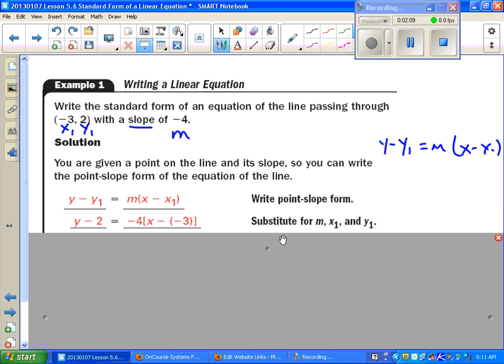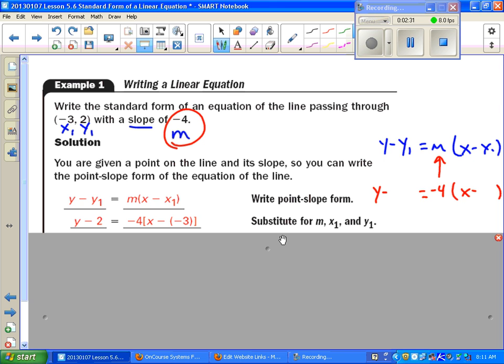We'll plug our values in. We've already identified what they all are. Easiest way to do it is to put y minus and skip yourself a space, equals, skip the space for m, and then x minus, and we'll skip the space for x sub 1. Easiest value to plug in is your m value, -4. So in place of m, we'll plug in -4.